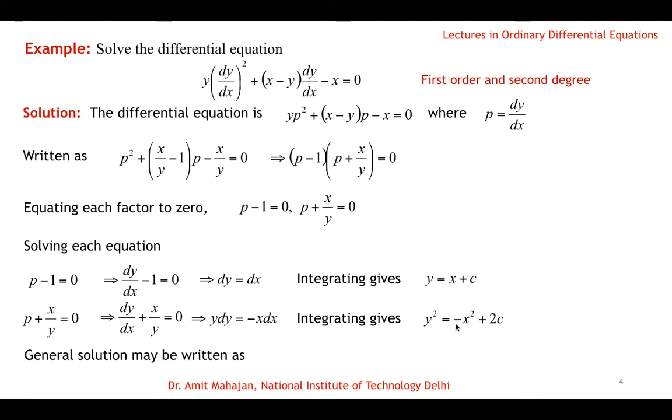Then the general solution is these two solutions simultaneously, or we can also write the solution as the product of these: (y - x - c) multiplied by (y^2 + x^2 - 2c) = 0. So f1 into f2 equals 0. This becomes the general solution of the given differential equation.